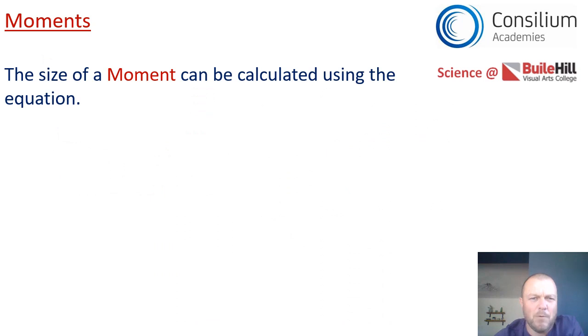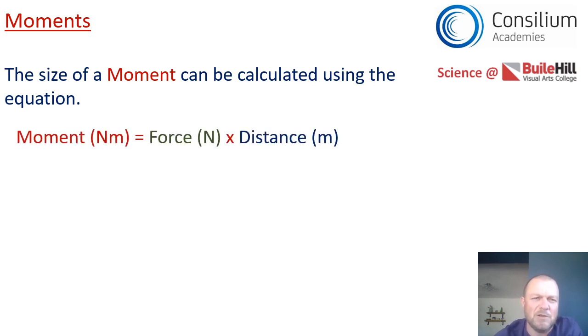So can we put a number on that? Can we actually prove that position B was a much bigger moment than position A? And we can, because there's a very simple calculation used to calculate the size of a moment. A moment, which is in newton meters, is equal to the force applied in newtons times the distance from the pivot, which is in meters.